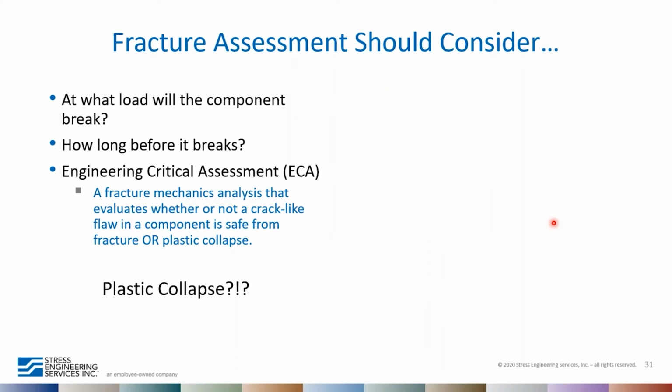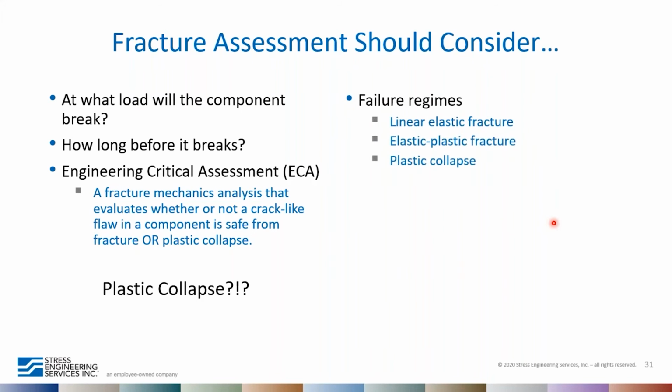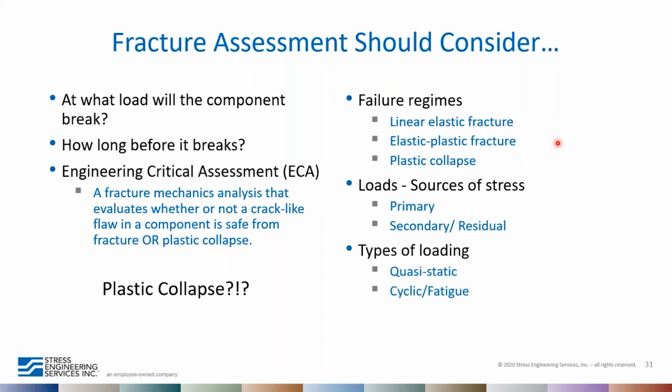Now, we haven't really talked about plastic collapse so far, but we will as we proceed with discussing the failure assessment diagram. So such a methodology should consider the different regimes of fracture mechanics. So we have linear elastic fracture mechanics, elastic plastic fracture mechanics, and finally collapse. The methodology should consider different sources of loads, primary and secondary, or residual stresses. And it should also be able to handle predictions based on quasi-static loadings or cyclic and fatigue loading.